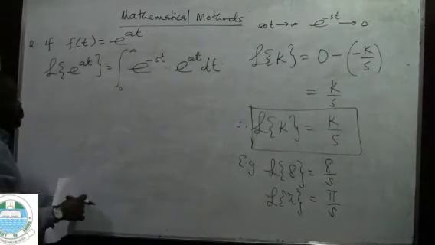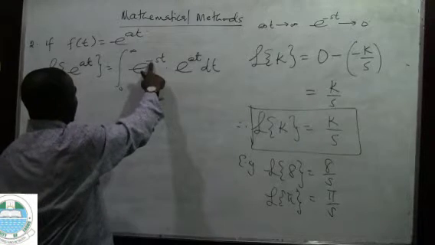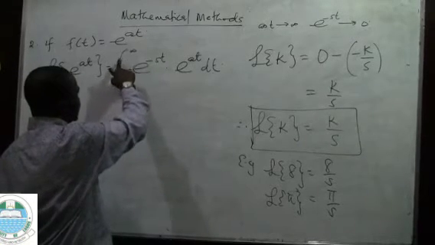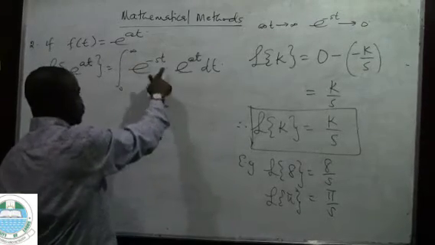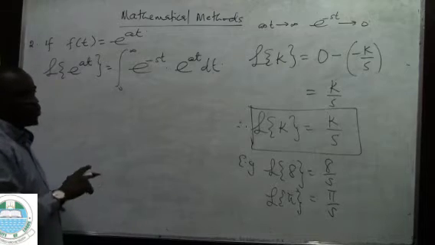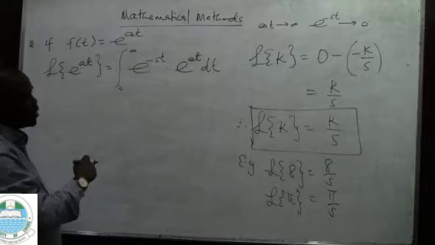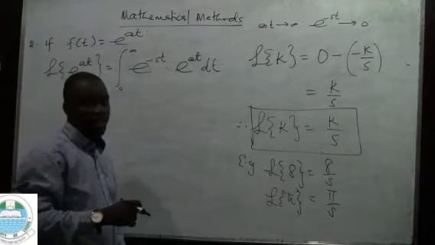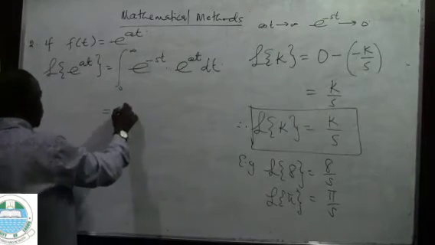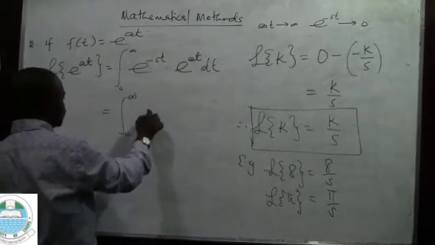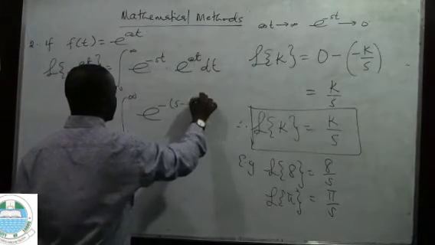Now, for this problem, we must ensure that we retain this negative as far as integrating this function. We must retain this negative, so that at the end of the day, by the time we substitute and take the limit as t approaches infinity, it will decay. It will not be growing. Apply the rule of indices to this function. We have e raised to power minus s minus a into t dt.